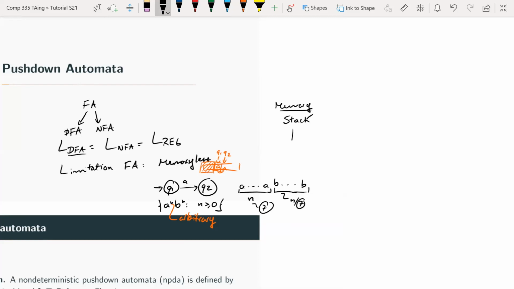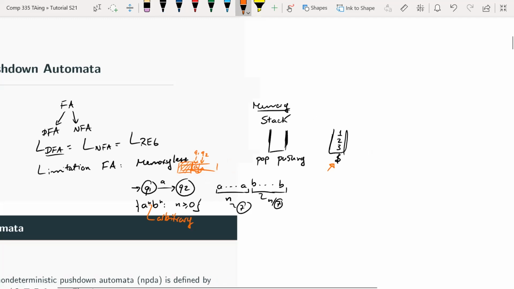Okay. So a stack, if you've done 352, is a very simple data structure where there are essentially only two main operations: popping and pushing, right? So if you have a stack which has, let's say, 1, 2, 3, this is the bottom of the stack. From now on, I'm going to use the $ to signify the bottom of the stack.